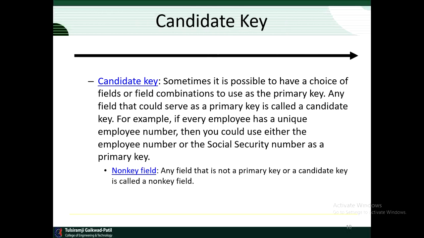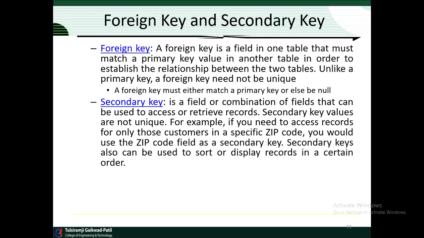Then we will go to the candidate key. Sometimes it is possible to have a choice of field or field combinations to use as the primary key. Any field that would serve as a primary key is called a candidate key. For example, if every employee has a unique employee number, then you could use either the employee number or social security number as a primary key. Any field that is not a primary key or a candidate key is called a non-key field.